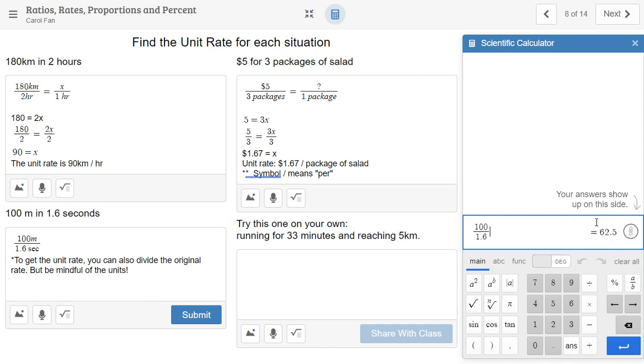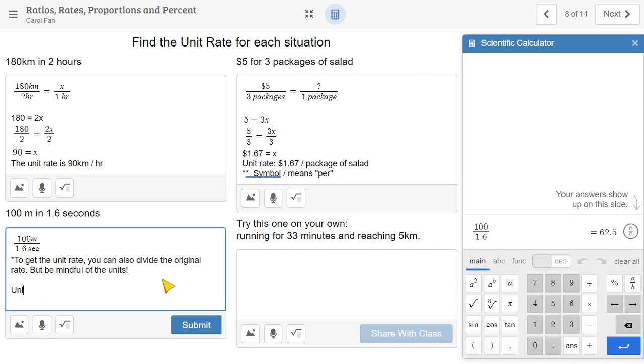What's the meaning of 62.5? We know that the bottom is going to be 1 second. So that has to be the value of our first rate. The unit rate, 62.5 meters per second. Now, because second is 1 second, it's a bit redundant to write per 1 second. I'm just going to write second because it implies that it's going to be one.